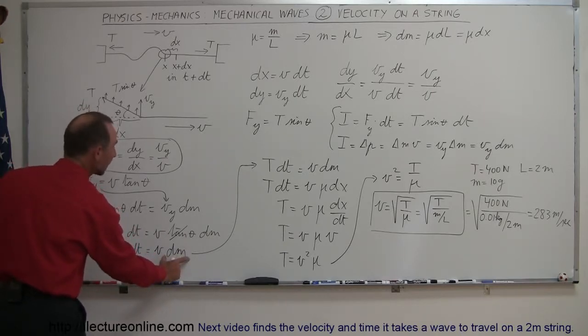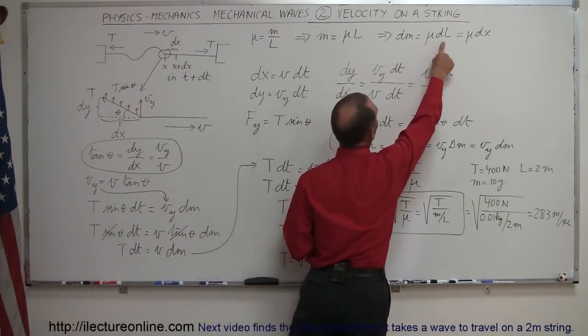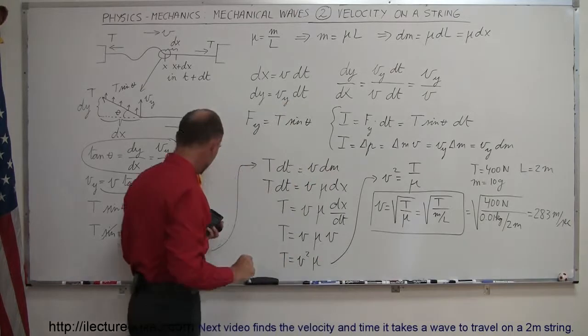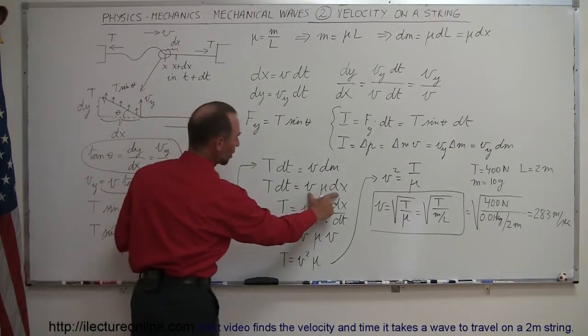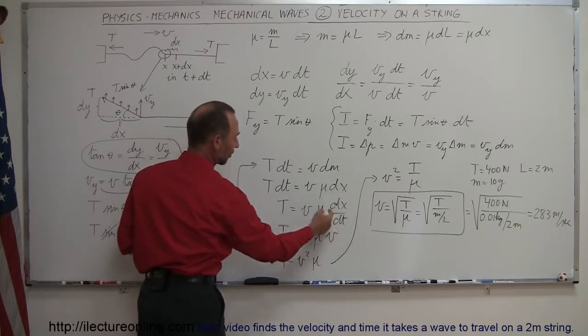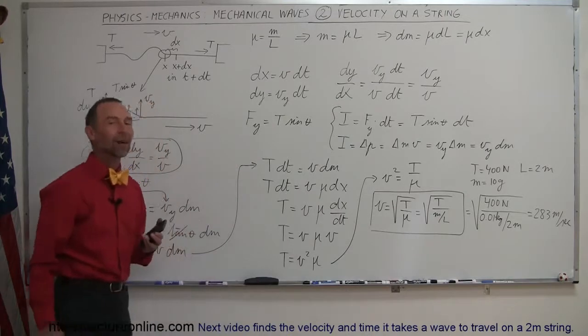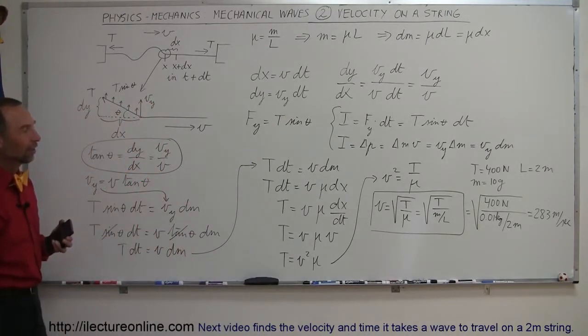We still need to get a dm, which we can find right here. A dm is simply the mass per unit length times a small segment of length, which we call dx. When we make that exchange, we can then say that we have a dx/dt in the equation, which is the velocity. Simplifying that to v right here, taking the square root, and that's how we find the velocity of a wave on a string with tension.